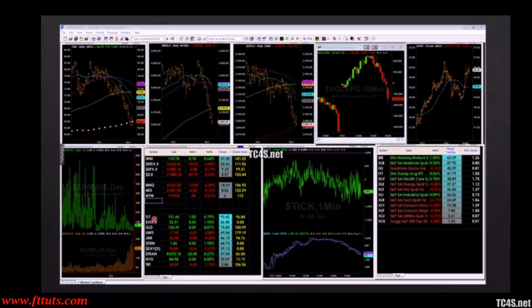In the case of TLT, it's at 92.42% at this moment when this chart is cut. That means it's not near the low of the bar, it's right near the high. It's less than 8% from the high of that bar.